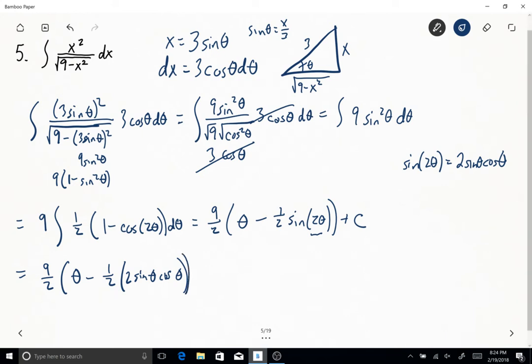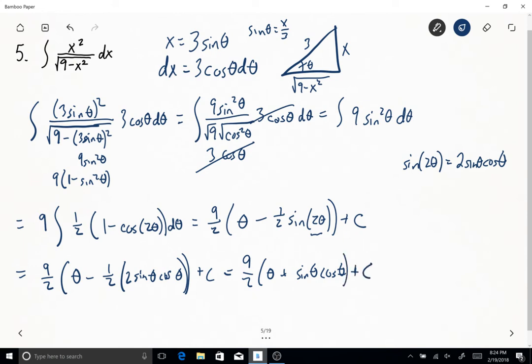So if you look at this now, we have this plus C, and hopefully that answers the question. If not, let me know. I'm happy to address it as well. So this is 9/2 theta plus sine of theta cosine theta. Oops, that's a theta plus C.